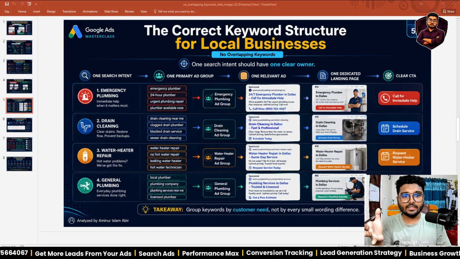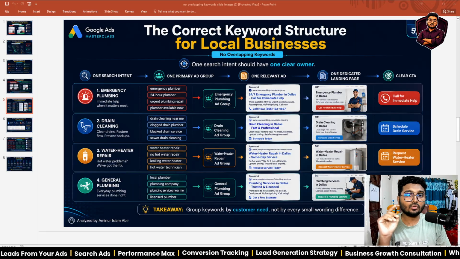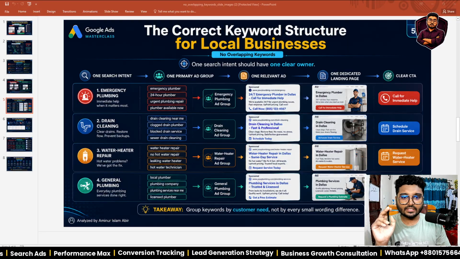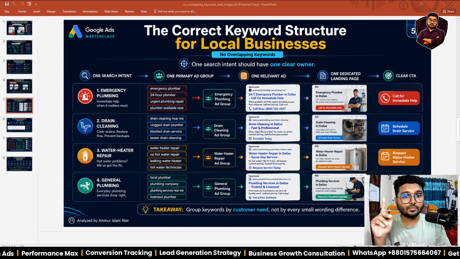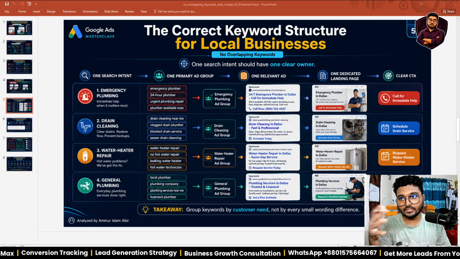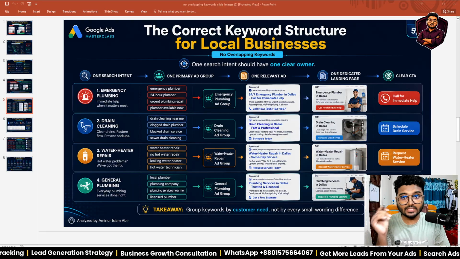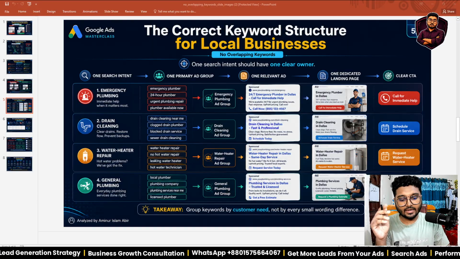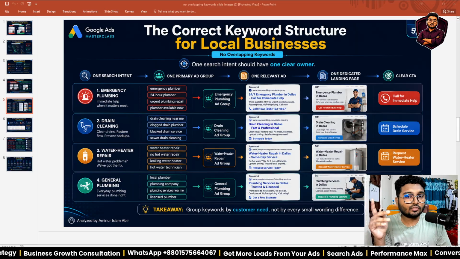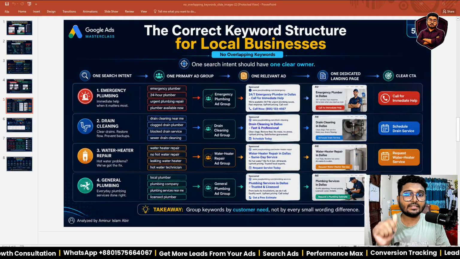So this is my slide 5. Here I describe the correct keyword structure for a local business. A strong local business account should be organized around customer intent. The core framework is one search intent to one primary ad group to one relevant ad and to one dedicated landing page. In my last slide, I described how a dedicated landing page becomes impactful for getting better leads, right? I hope you already saw those videos. This does not mean one keyword per ad group. It means every major customer need should have one clear owner.